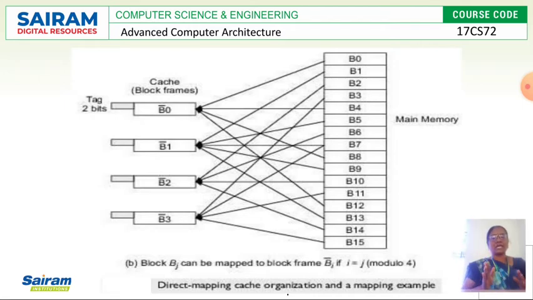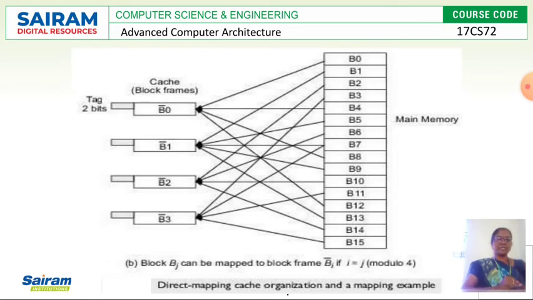Then move on to cache memory. This cache memory is divided into 4 different independent blocks named B bar 0 to B bar 3. B bar 0 is the first block, B bar 1 is the second block, B bar 2 is the third block, and B bar 3 is the fourth block. Likewise, the cache memory is divided into 4 blocks.